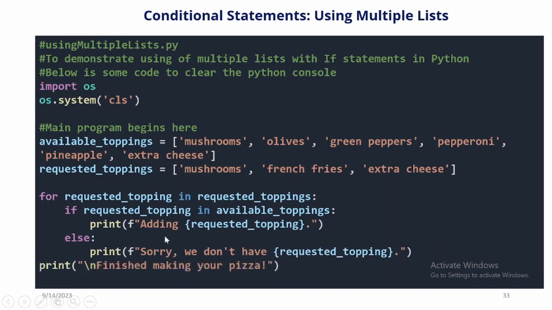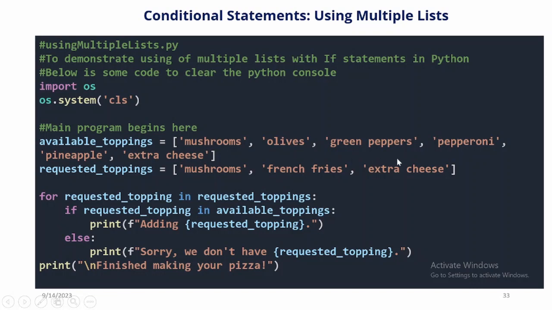And that is all. So how many times is this loop going to run? The first thing we do is pick mushrooms. Then we check for mushrooms inside available toppings. If mushrooms is in available toppings, we add it. After adding it, we'll come back to the top of the loop, to the for, again the second time, and we pick french fries, and then we're going to look for it in available toppings. French fries is not available, so we'll go to the else and say sorry, we don't have french fries.